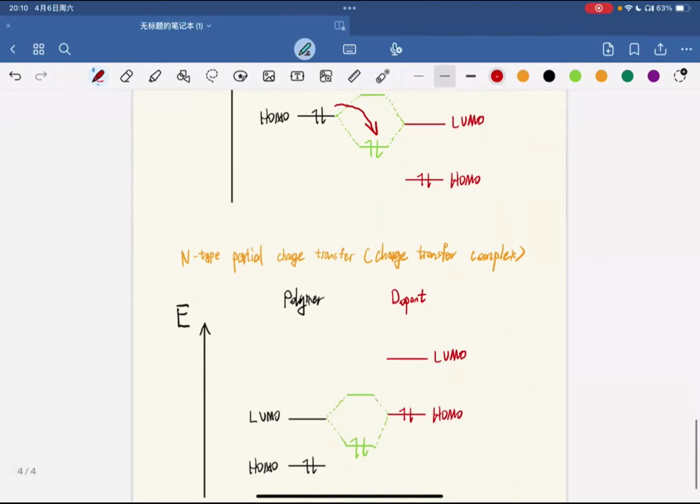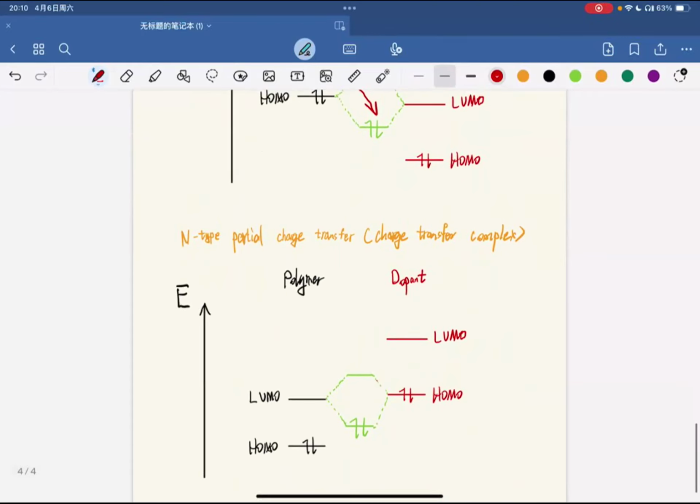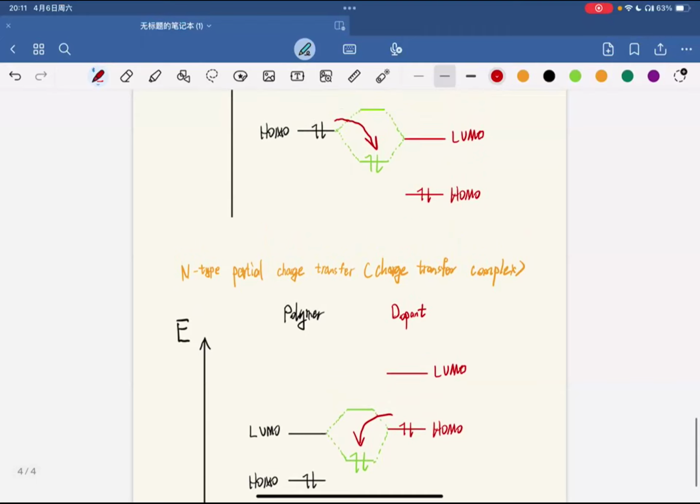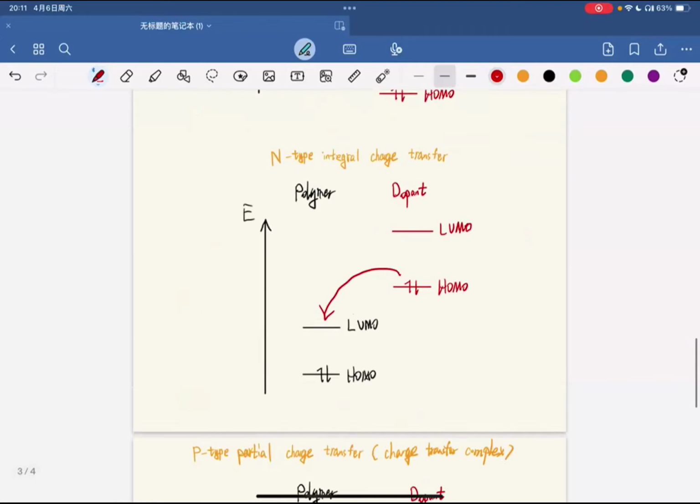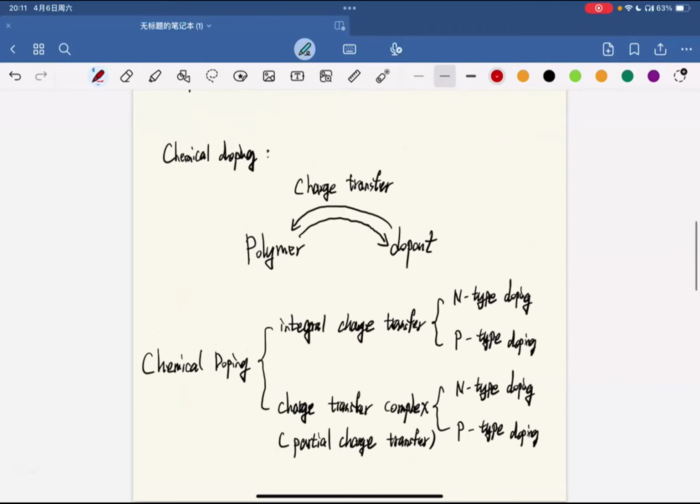Then the last one is the n-type partial charge transfer. Here, when the LUMO of the polymer is close to, or sometimes the same as, the HOMO of the dopant, the electrons on the HOMO of the dopant like to transfer down to the lower hybridized orbital. And that's all for the explanation of all the different types of chemical doping.